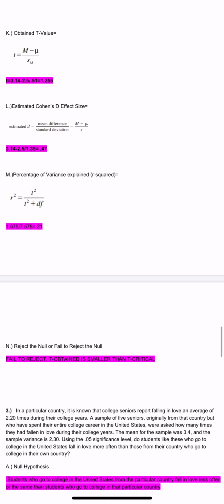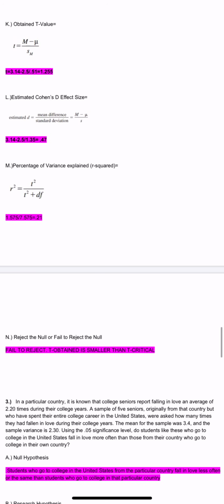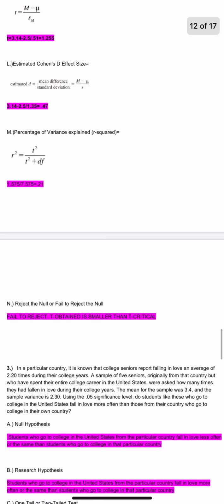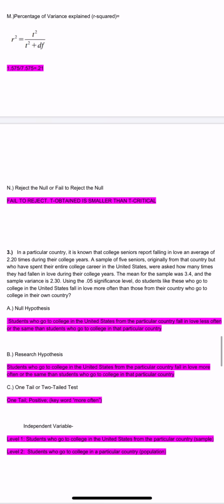Again, take t squared over t squared plus df. Just plug the values in, you get 0.21, so you can say 21% of the variance is explained by the independent variable, or by the treatment effect, or by the manipulation of the independent variable. And fail to reject or reject? We're failing to reject because the t obtained is smaller than the t critical.